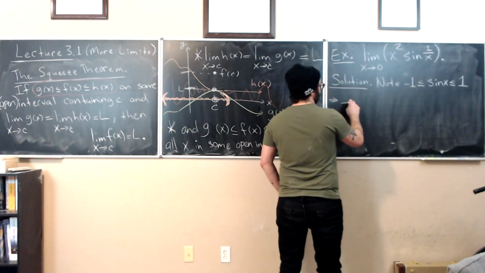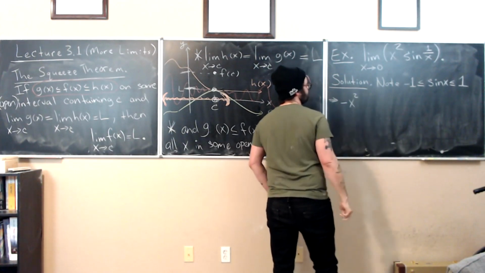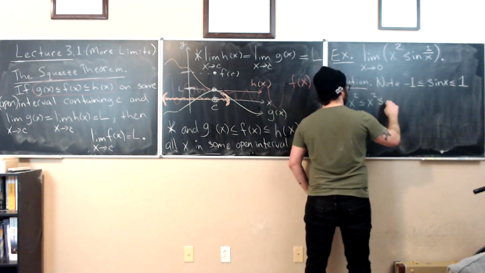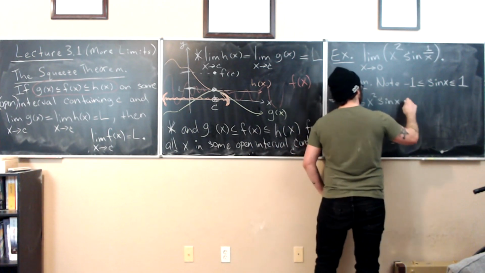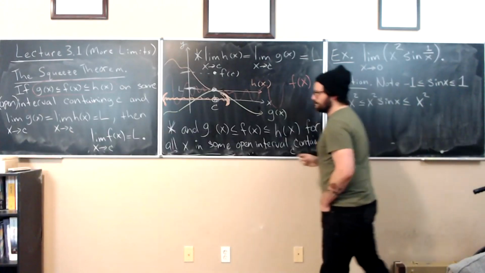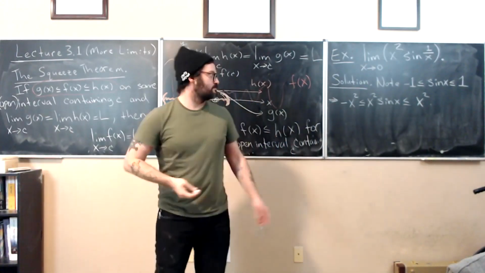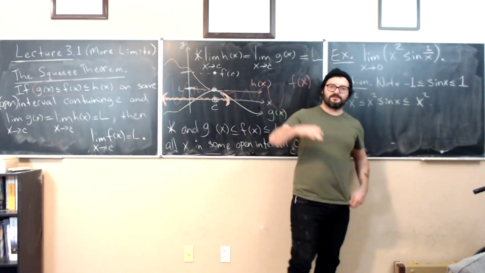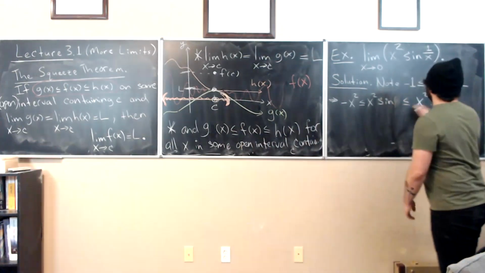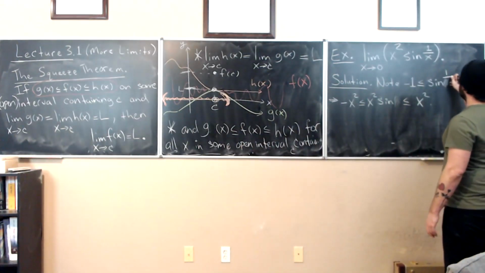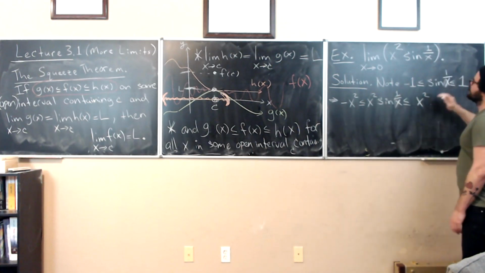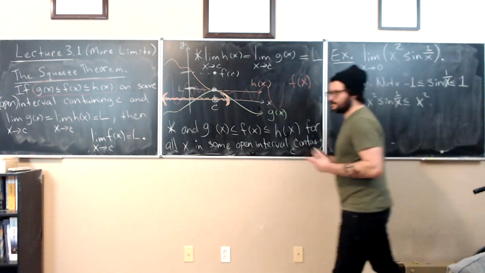So I get negative x squared is at most x squared times sine of 1 over x, which is at most x squared. That follows directly from this observation that sine is always at most this, no matter what the argument is. Oh, I have to be careful here: it's 1 over x. It doesn't matter what the argument is, but I want it to look like that. Important point.